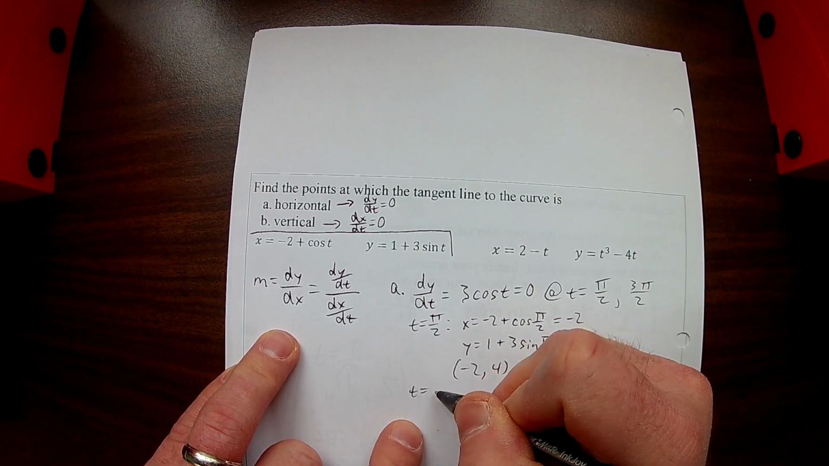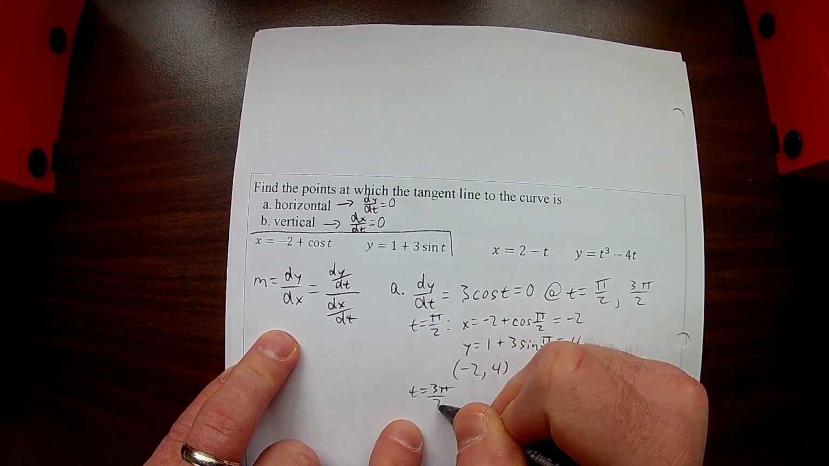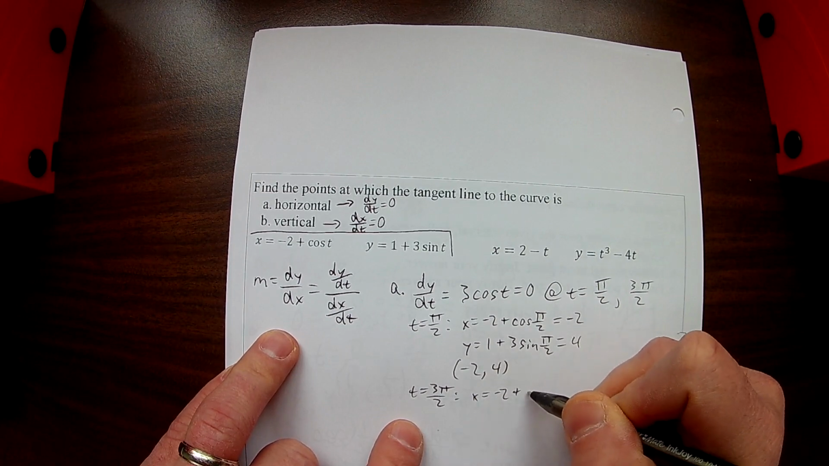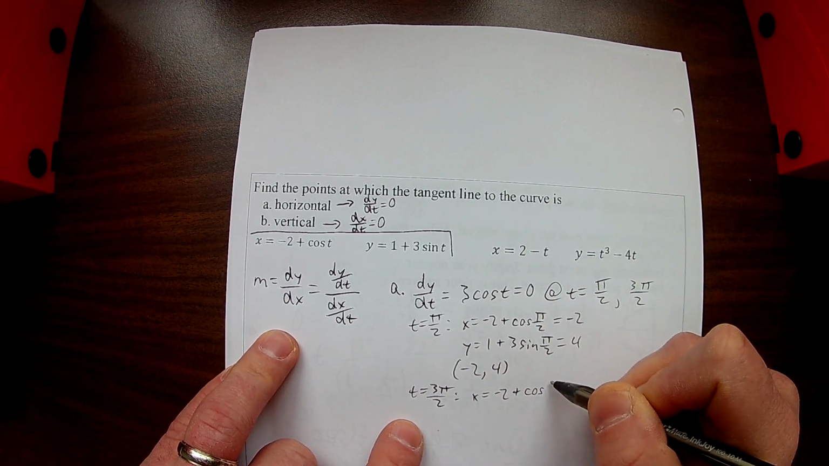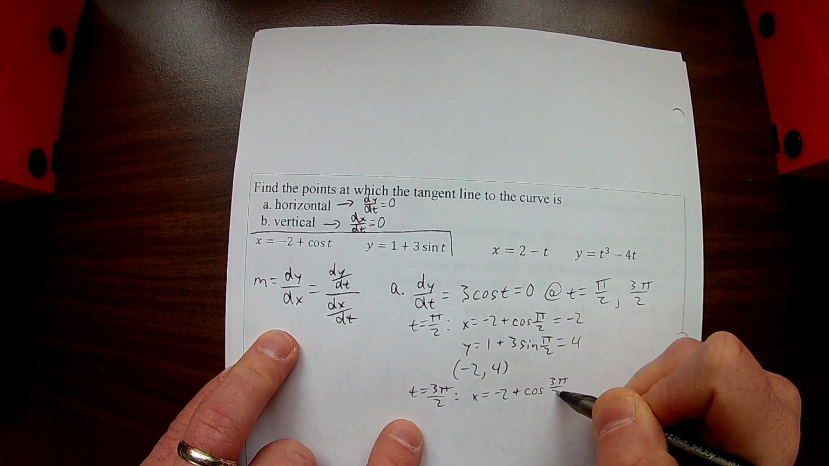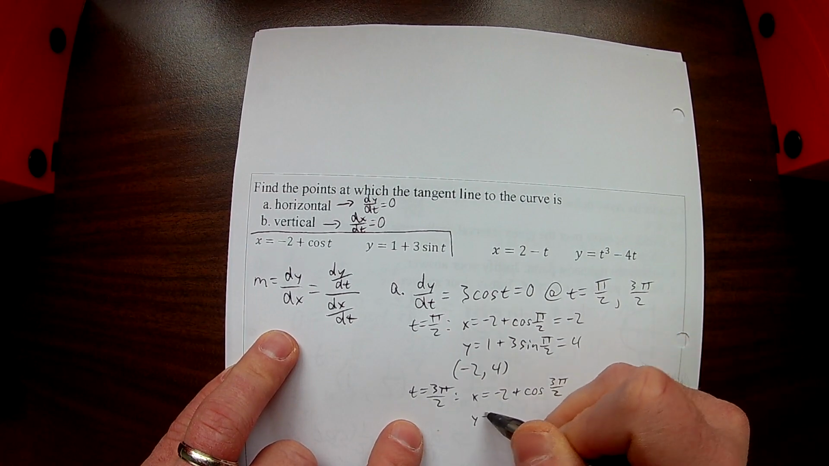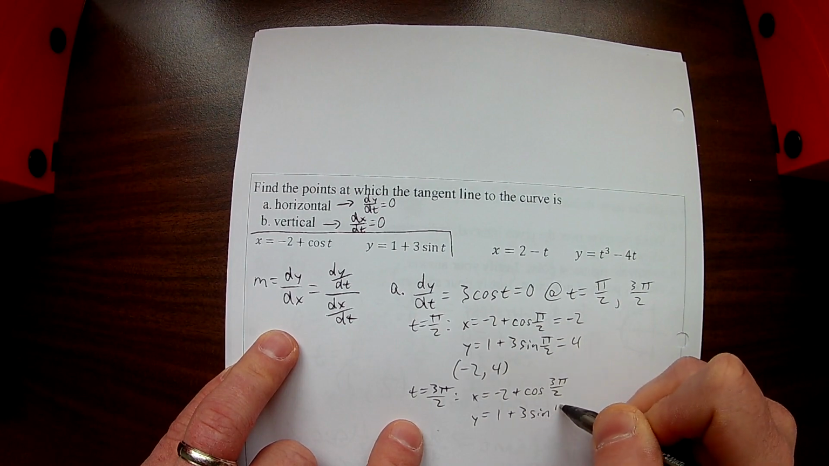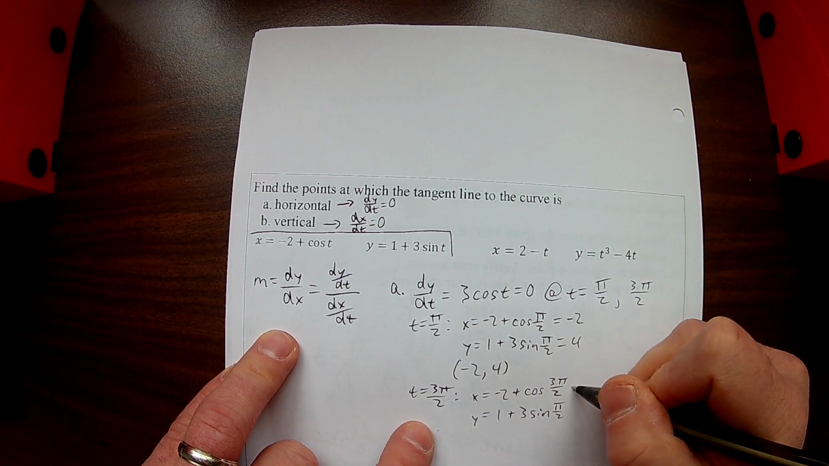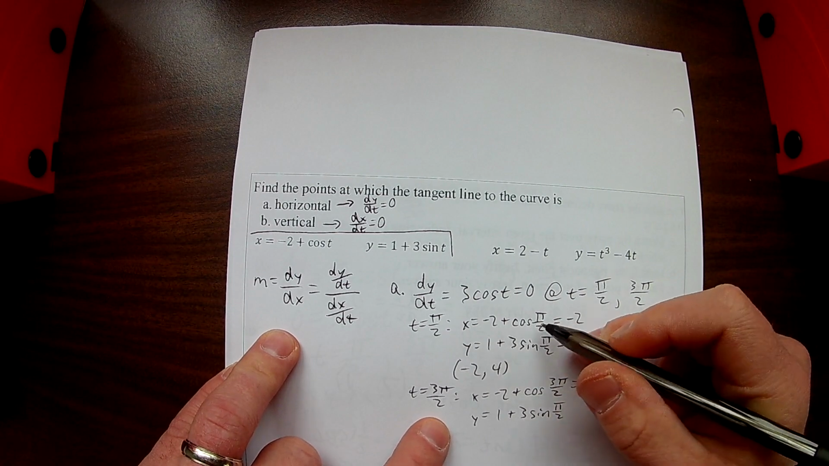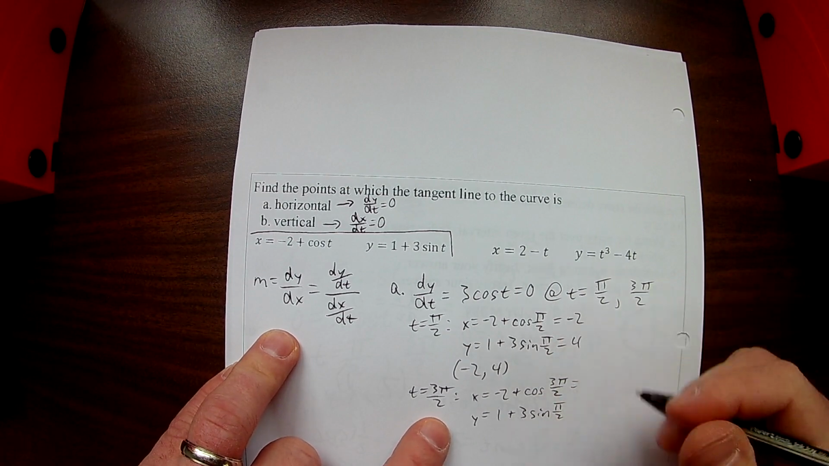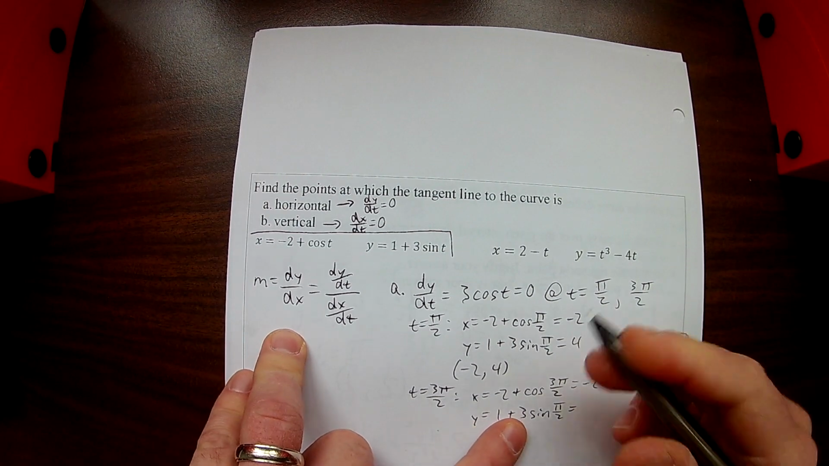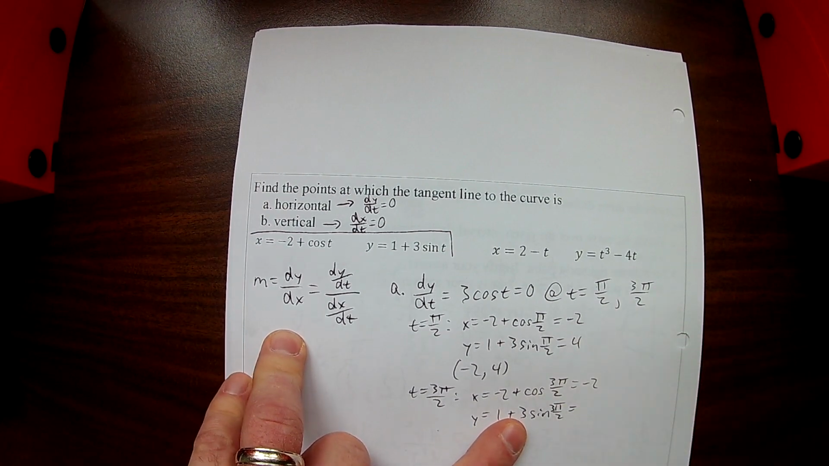At t equals 3 pi over 2, I do the exact same thing, except obviously instead of doing cosine of pi over 2, this time I'm going to do 3 pi over 2, and y is equal to 1 plus 3 sine of 3 pi over 2. Cosine of 3 pi over 2 is the same thing as cosine of pi over 2, so this would be -2. So sine of, that was 3 pi over 2. I can't believe I missed that 3.